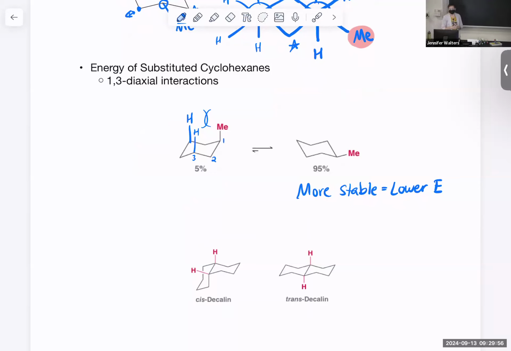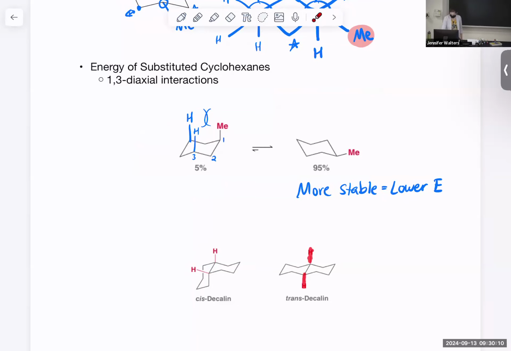We can also see this happening with our fused rings, where we can see that a cis-decalin is going to be less stable than our trans-decalin. So the cis-decalin is where those hydrogens are both pointing up. That's less favorable because I see that I always get one group axial, right? That's less favorable. Whereas when I'm in the trans-decalin, I can now get that ring to be both equatorial.